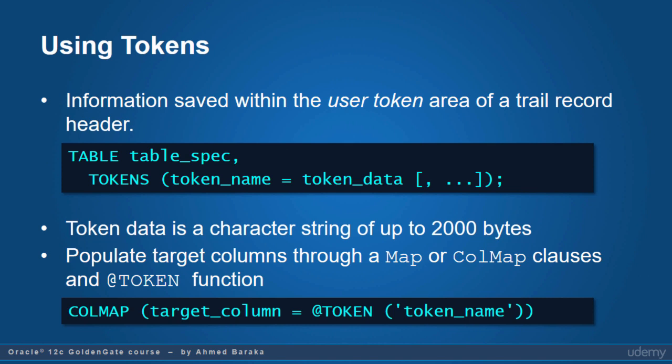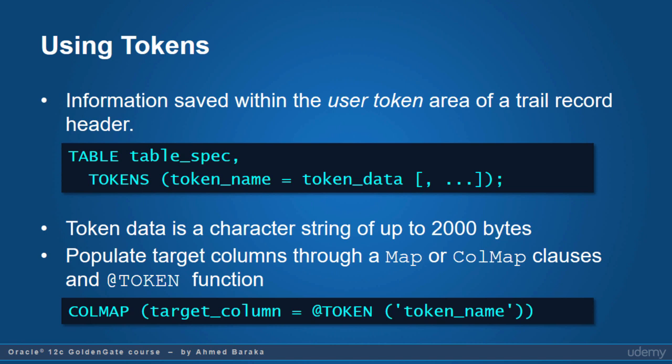You typically create the tokens by the extract process in the source system and save information about the source database in those tokens. You can save information like operating system user, the host name, or the value of any environment variable. The replicate process in the target system side can read the values of those tokens and use them for anything like saving them in some target columns.